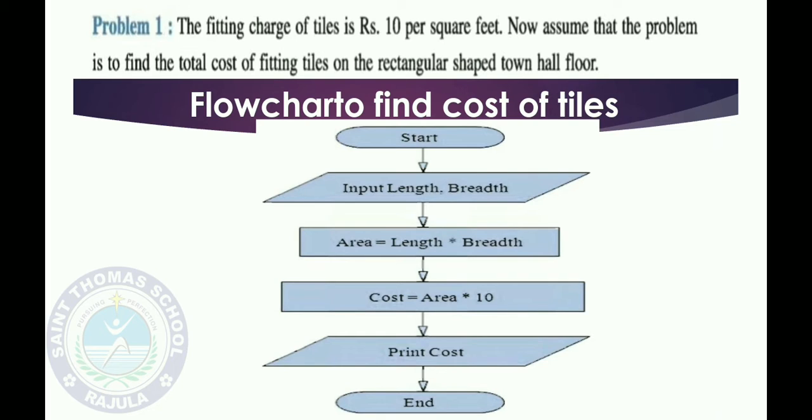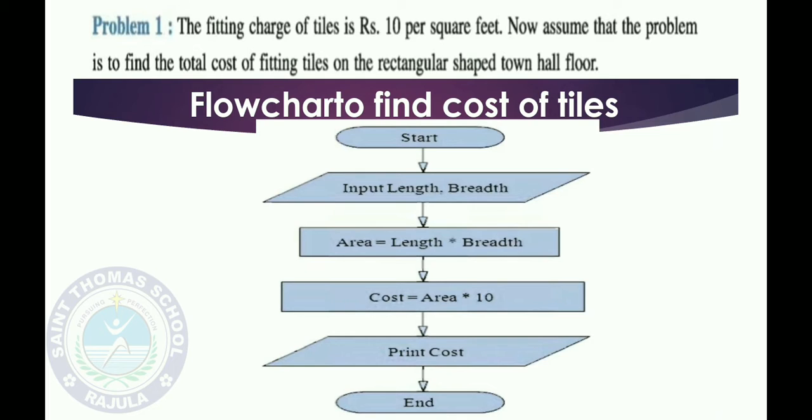Then next is the process, the process to find the area. So now area is equal to length multiplied by breadth. So now you have found the area. Now after finding the area, what is the next step? Find the total cost. So cost is equal to area multiplied by 10. So how many processes are here? Two processes. First find the area and next find the cost.